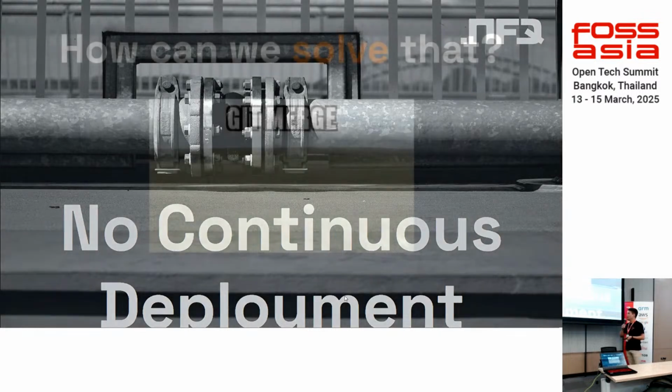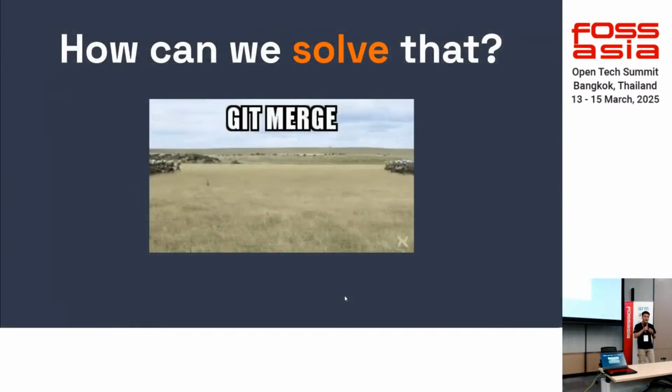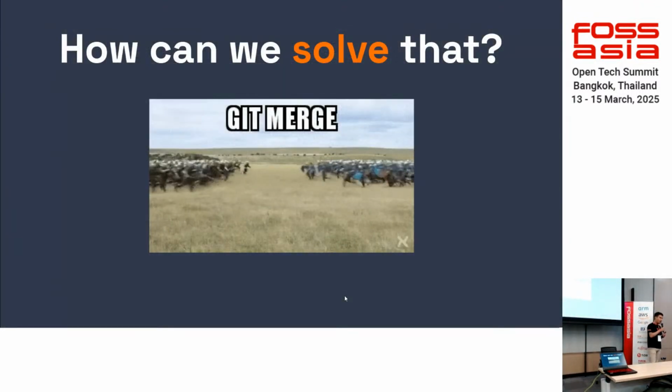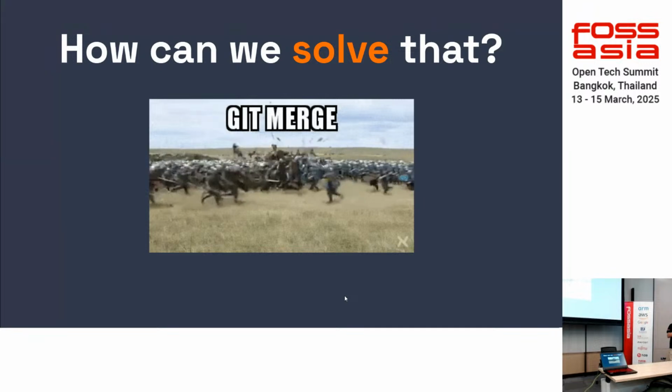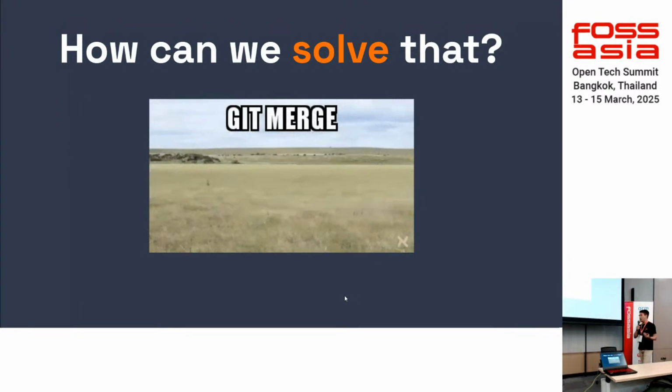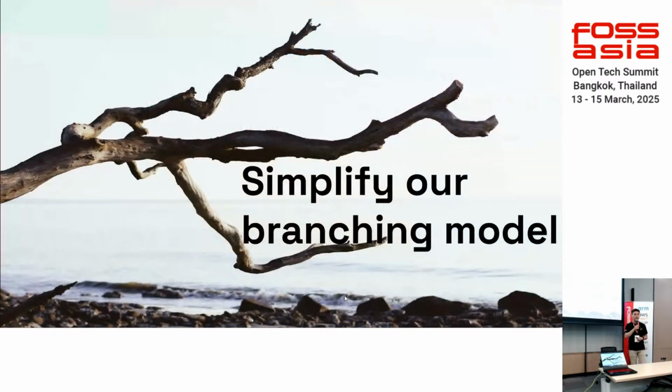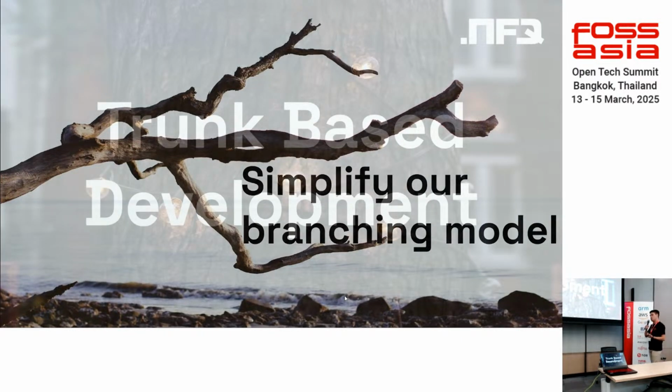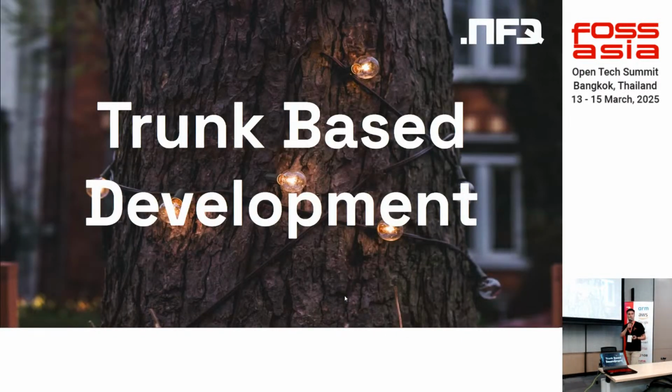Okay? So now the question is, what can we do, guys? Okay, we have every commit, every merge. It's a little bit like this on the picture. It's a hell of a nightmare, right? What we can do, of course, is maybe to simplify our branching model. Maybe this is what we can do. Maybe we can simplify it. And one way to simplify it is to use what we call trunk-based development. So a different branching model.